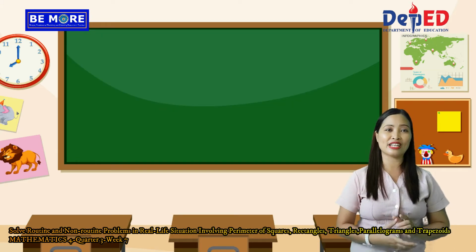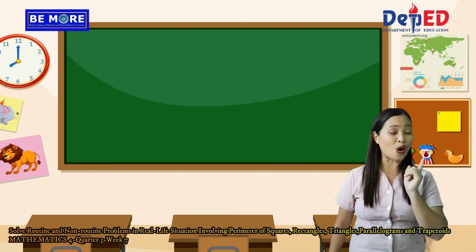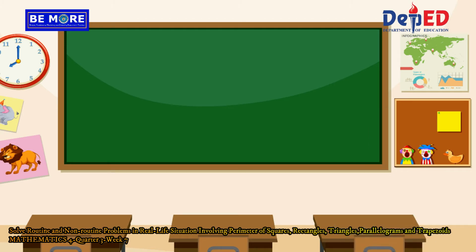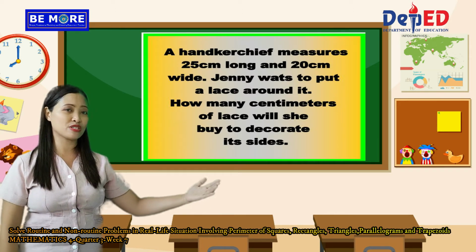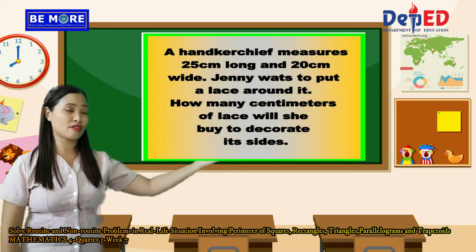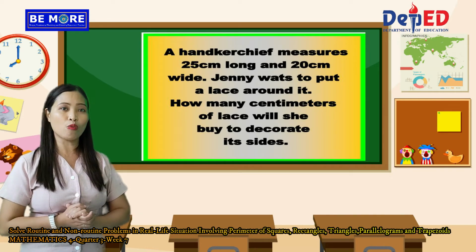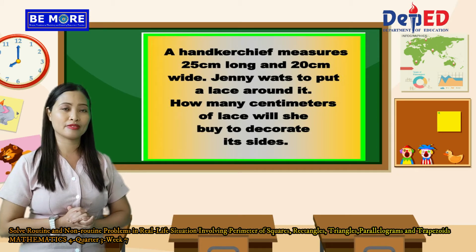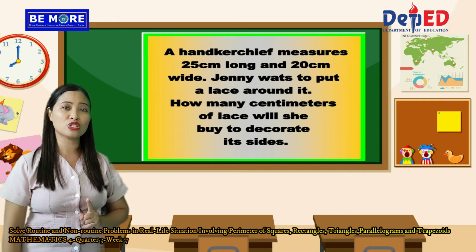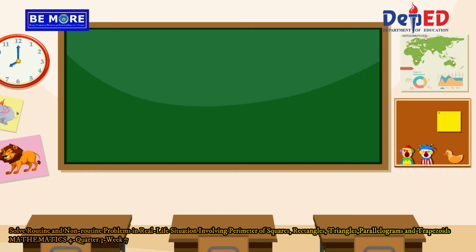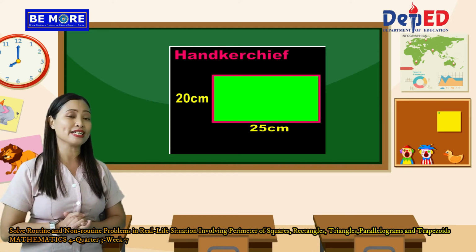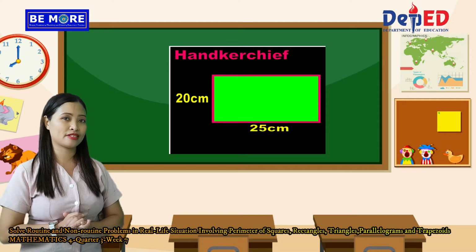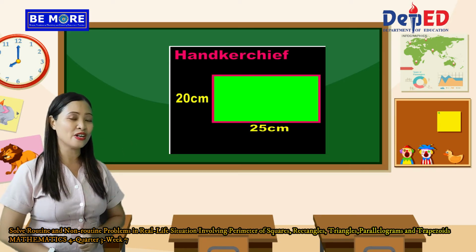I bet you want to try another problem. No worries, your wish is my command. Here it is. A handkerchief measures 25 centimeters long and 20 centimeters wide. Ginny wants to put a lace around it. How many centimeters of lace will she buy to decorate its sides? Now, what shape do you think is the handkerchief? Exactly! That is a rectangle.